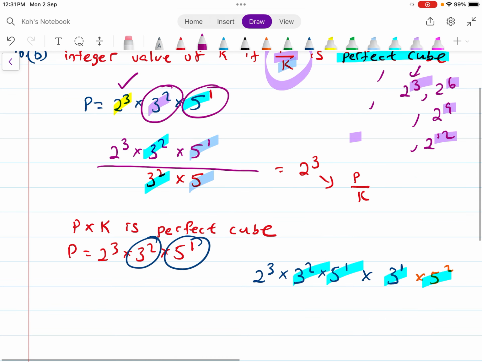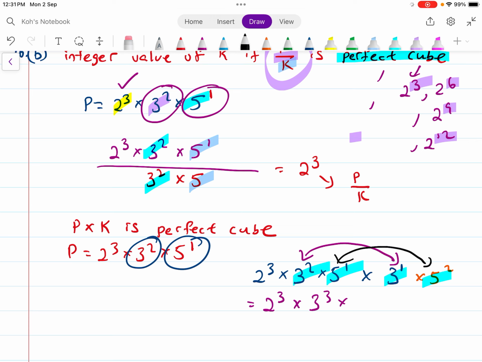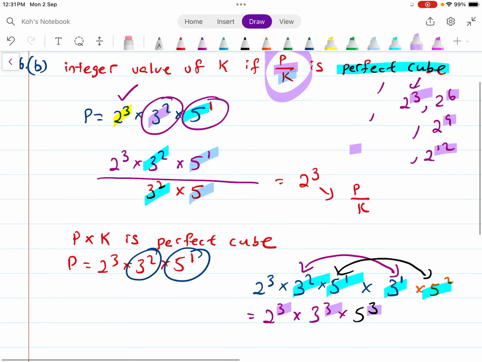So this will give you 2 to the power of 3 times 3 to the power of 3 times 5 to the power of 3. So the whole thing right here, you can see that it is actually a perfect cube already, because all the powers are multiples of 3. So that is how they will actually test you on this type of question.